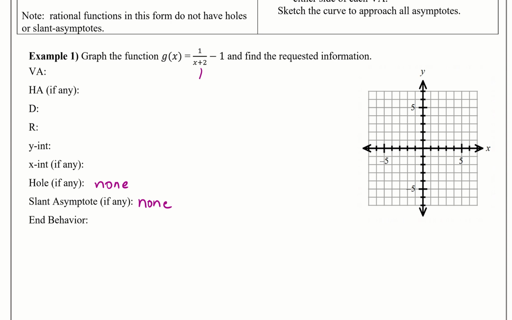So the vertical asymptote would be right here from the denominator, x equals -2. I'll just draw that as a dotted line. The horizontal asymptote would be right here, that constant at the end. This is at y equals -1. Now that does not have a sign change. The vertical asymptote does, the horizontal does not.